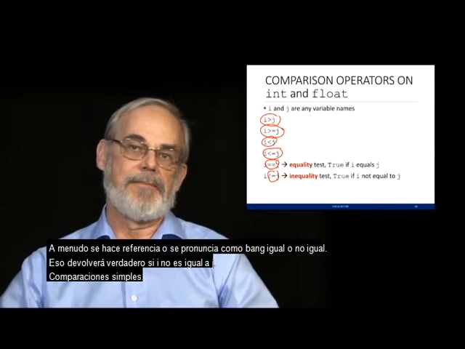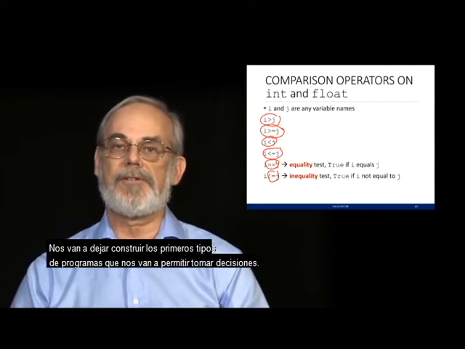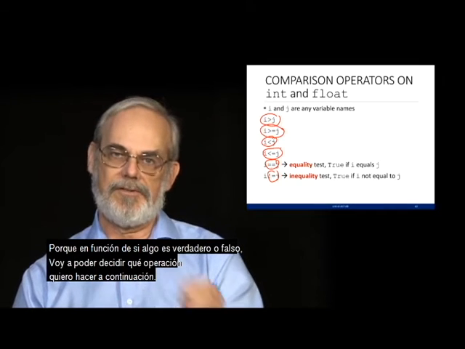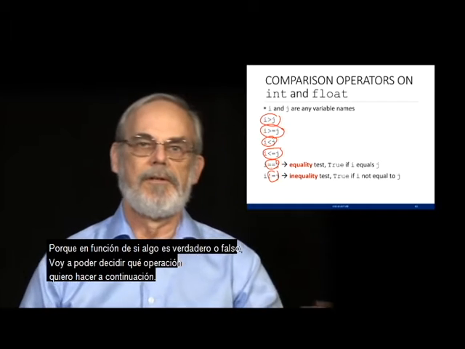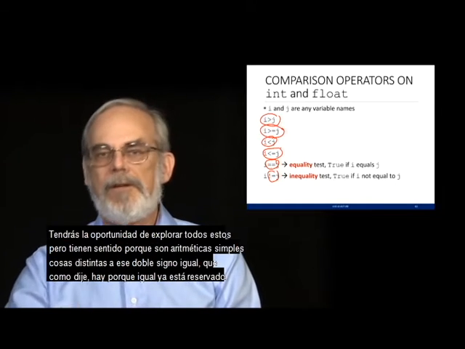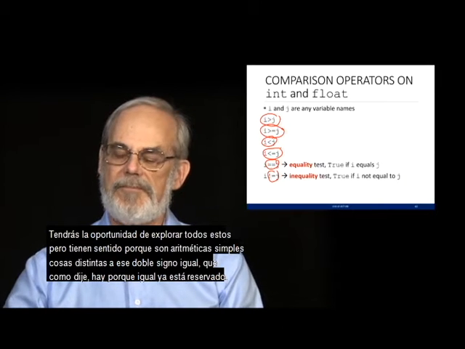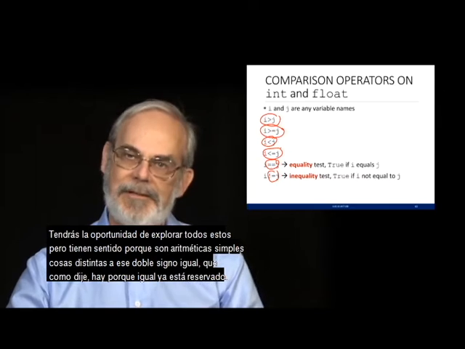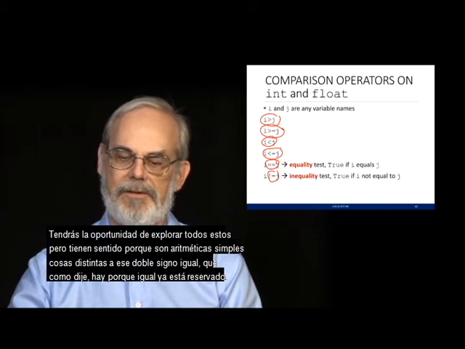Simple comparisons. They're going to let us build the very first kinds of programs that are going to let us make decisions, because based on whether something is true or false, I'm going to be able to decide which operation I want to do next. You're going to get a chance to explore all of these, but these make sense because they're simple arithmetic things other than that double equal sign, which, as I said, is there because equal is already reserved.